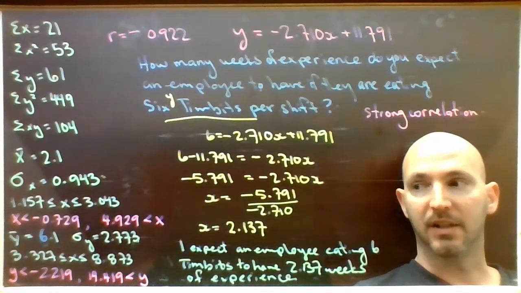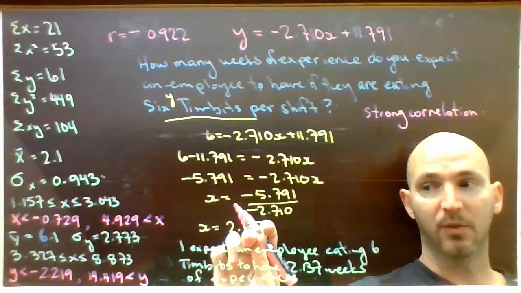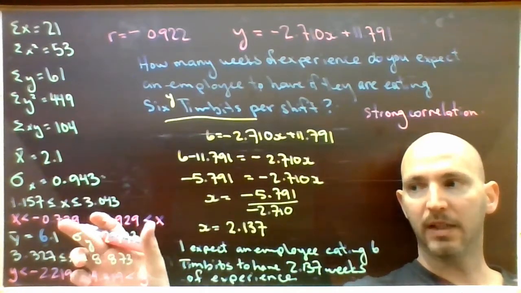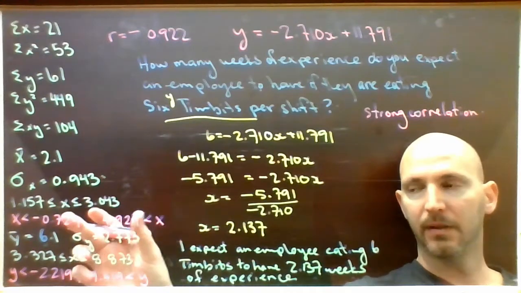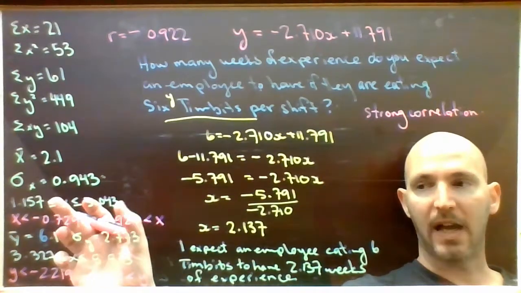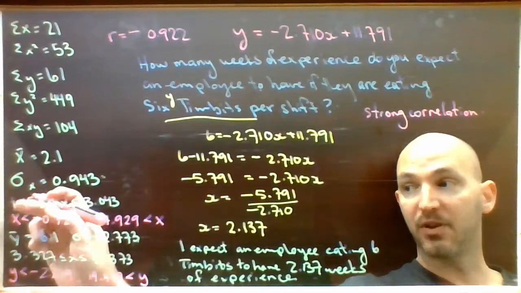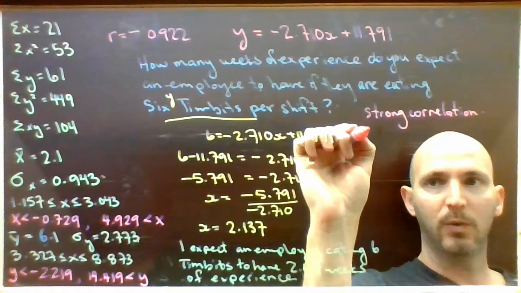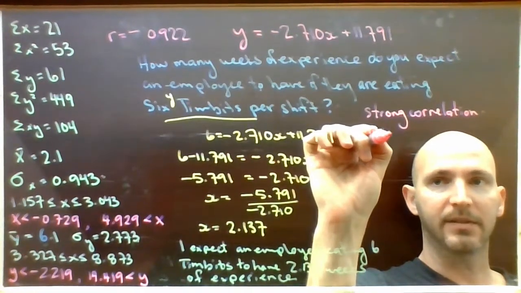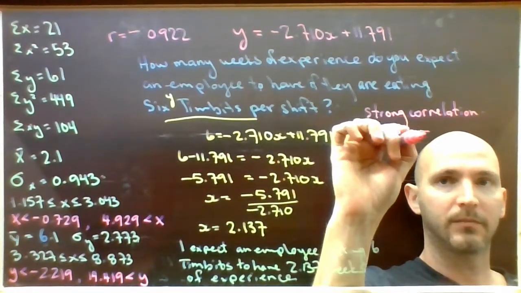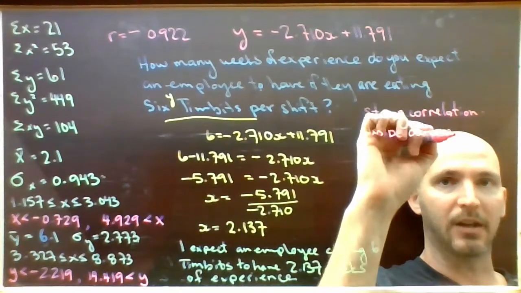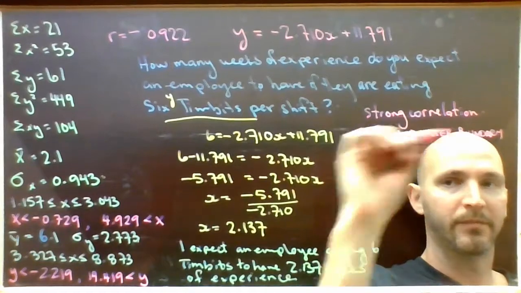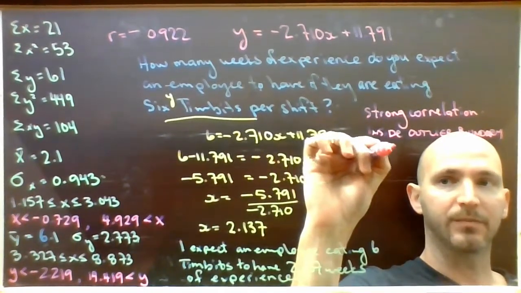Second thing we should consider is whether it's an outlier. So 2.137 is not only within the outlier bounds, it's also within the typical values. 2.137 is between this 1.157 and 3.043. So not only is it inside the outlier boundary, it is within the typical range.